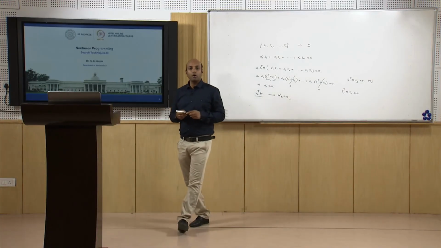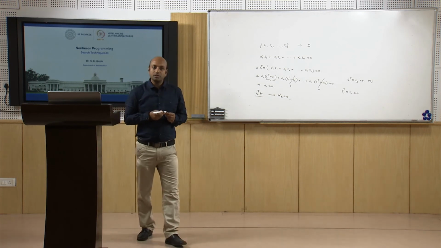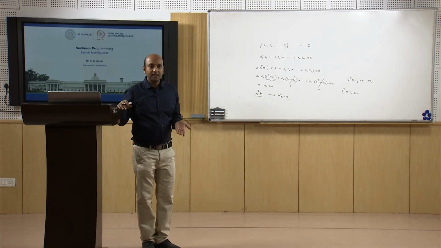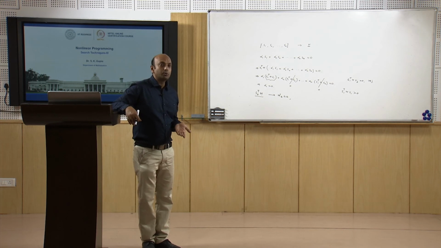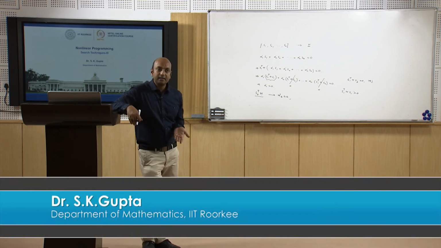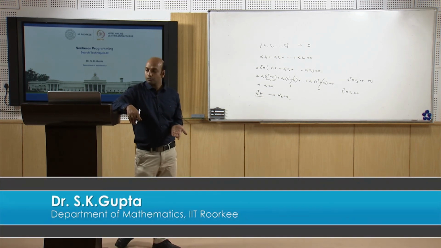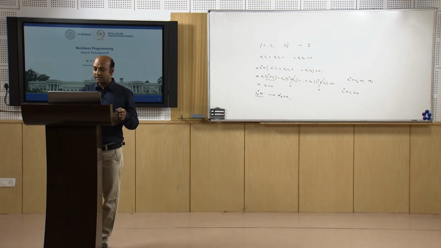So, in this way we obtain all alpha equal to 0, and hence we can say that the set S1 S2 up to Sn is linearly independent. Okay. So, hence we have this result.